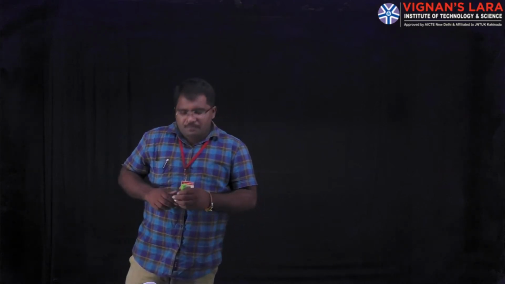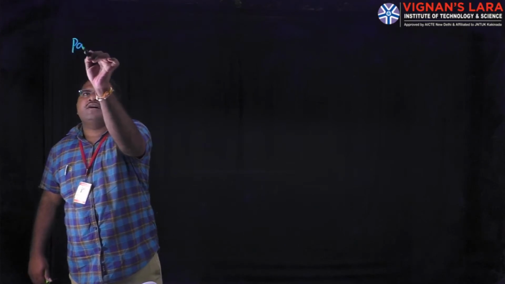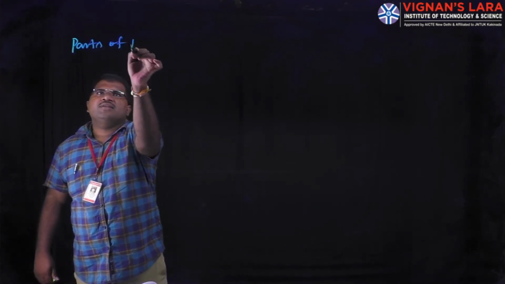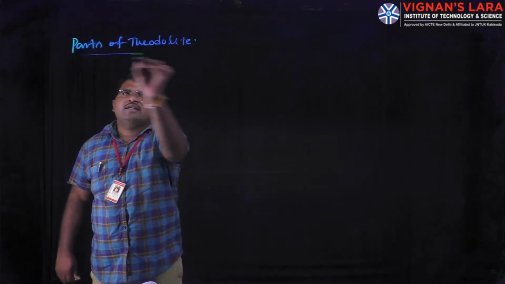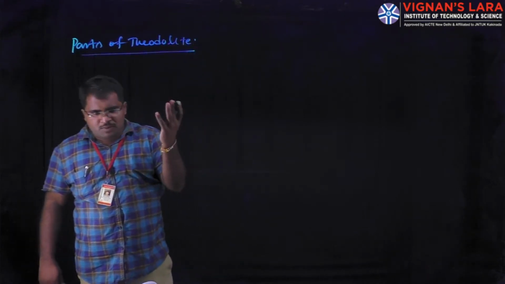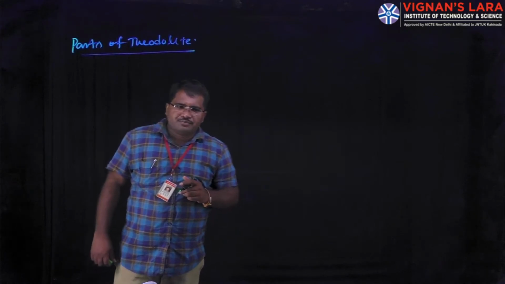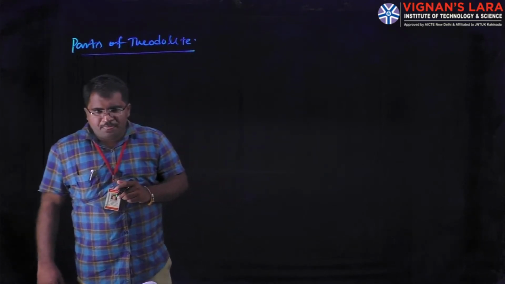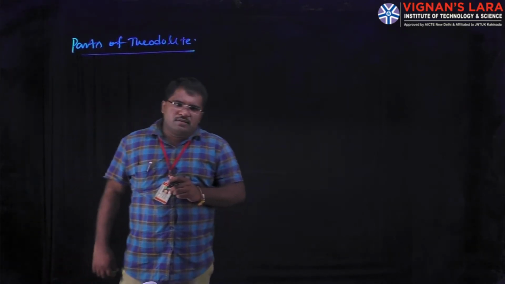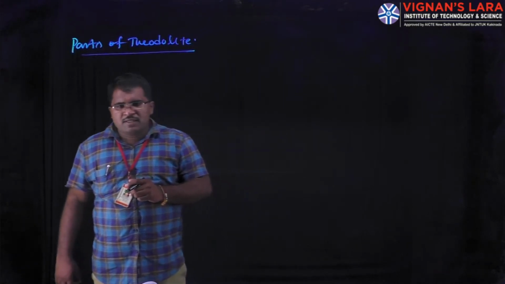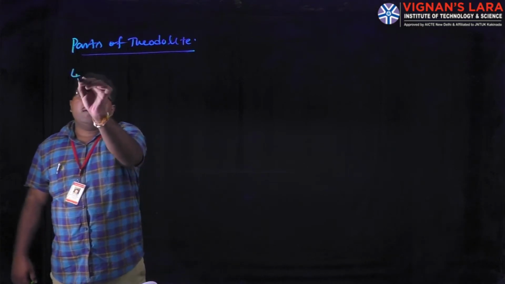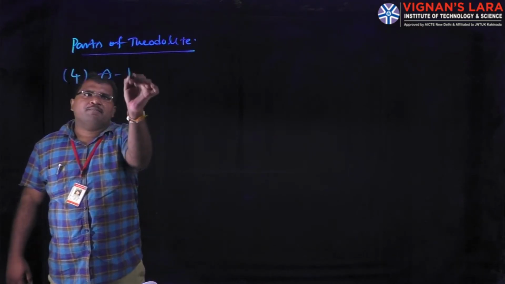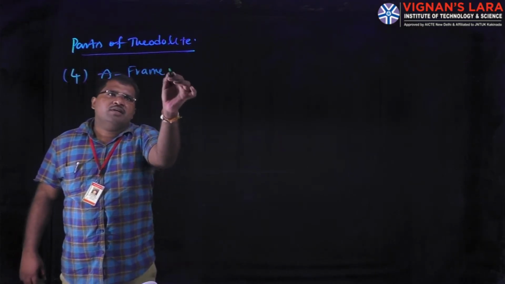Hello students, in the last class we discussed the parts of the theodolite. We discussed three parts: one is the telescope, another is the vertical circle, and the third one is the T frame. After this we have the fourth part, that is called the A frame.